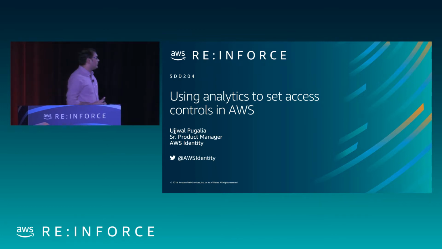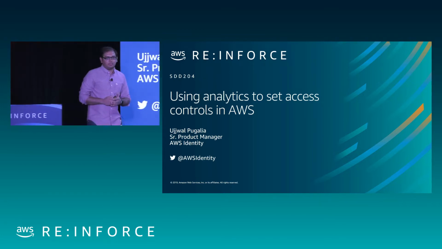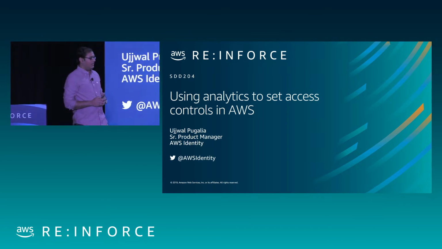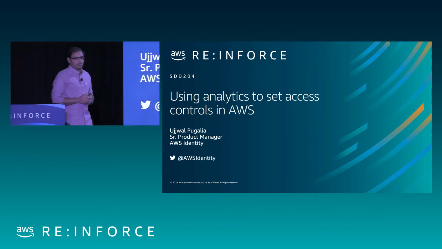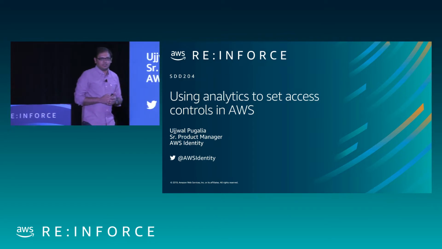So my name is Ujjwal Pugalia. I'm a senior product manager with the AWS Identity team. And I'm going to be talking today about using analytics to set access controls in AWS.